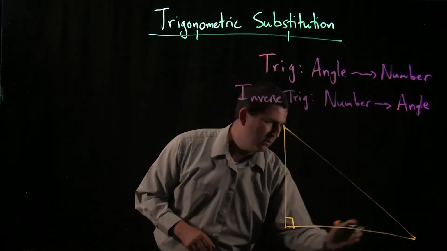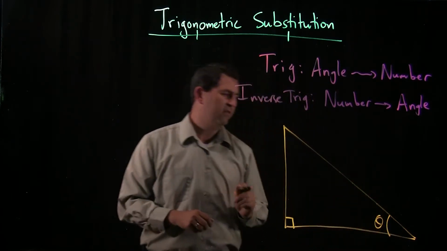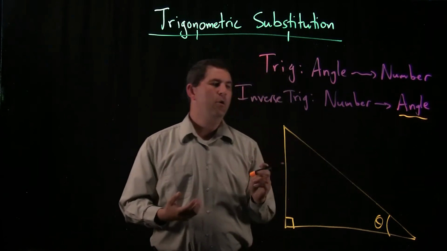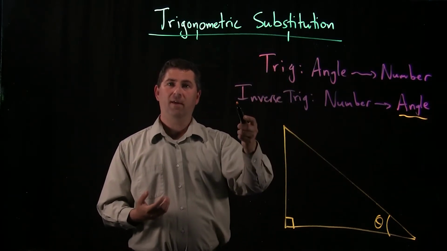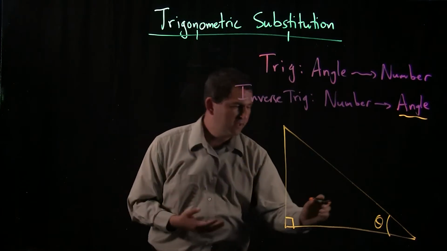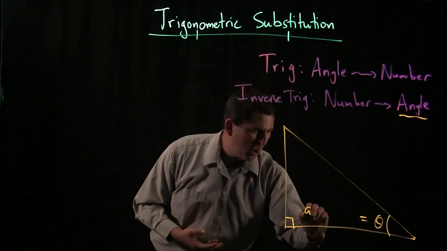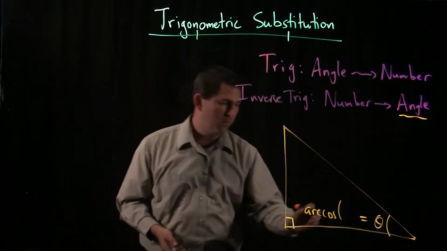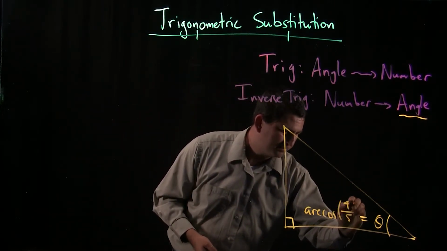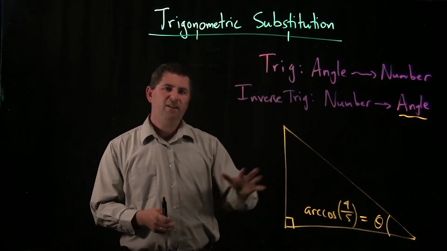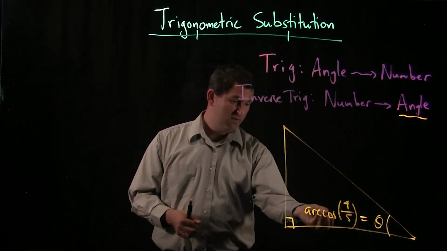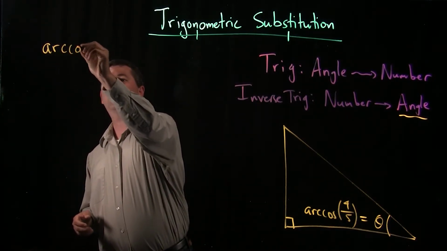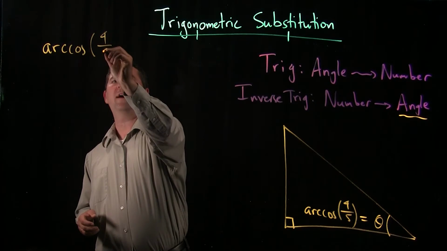So there's my right angle, and there's some angle, we'll call it theta. Now, once I have an angle, then I know that it must be the inverse trig of some number. So let's say this was the arc cosine of, well, some number. Let's say 4 over 5. Okay, so I'd like to understand some properties about this angle theta that I get. So the arc cosine of 4 over 5.